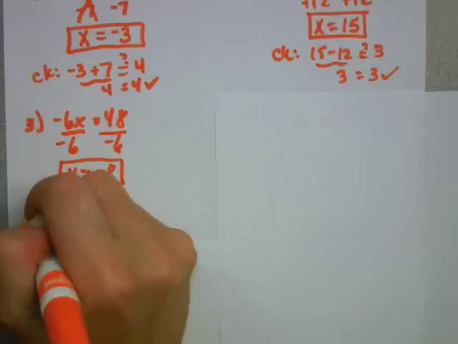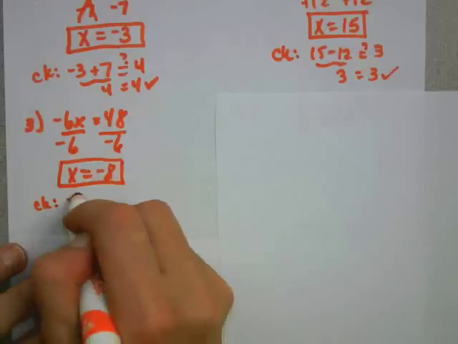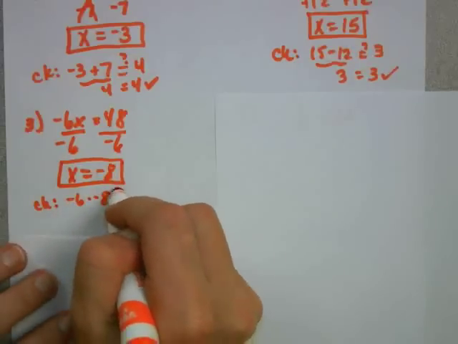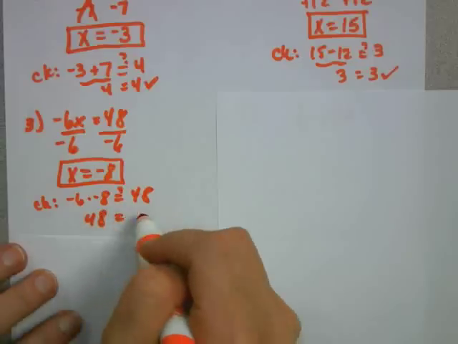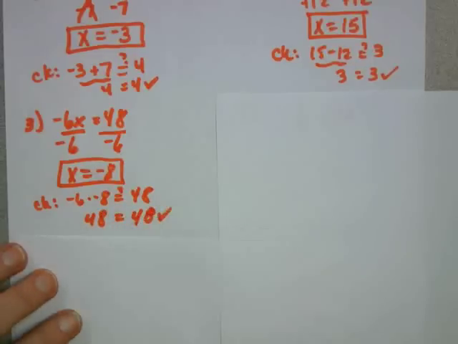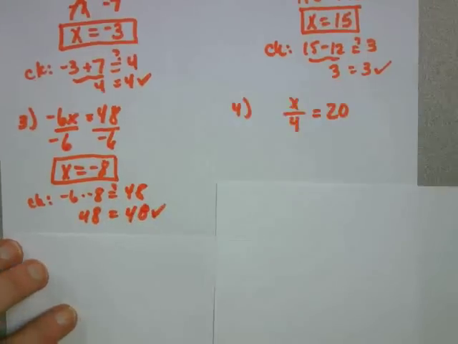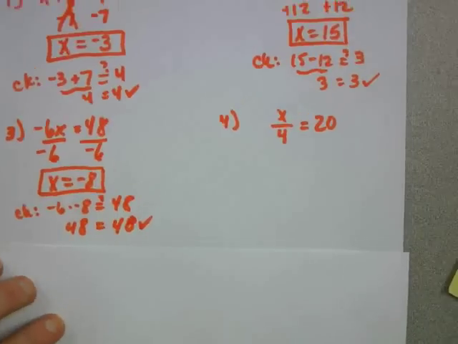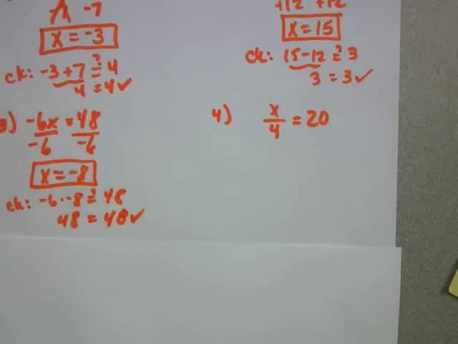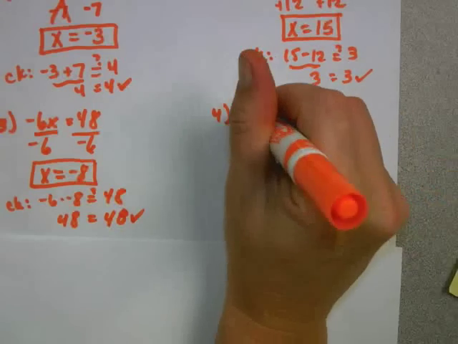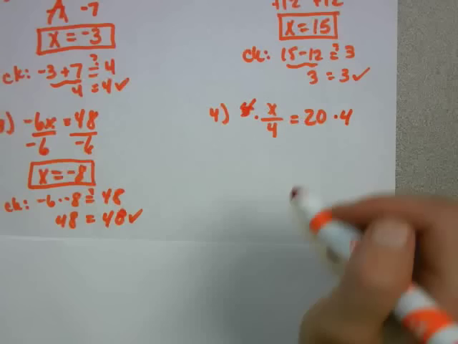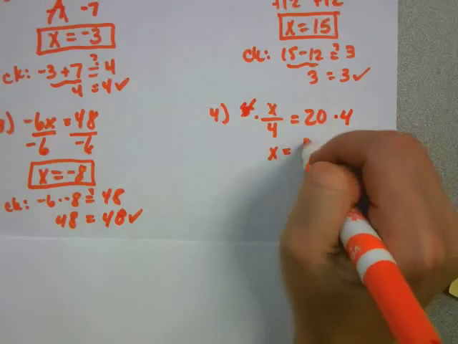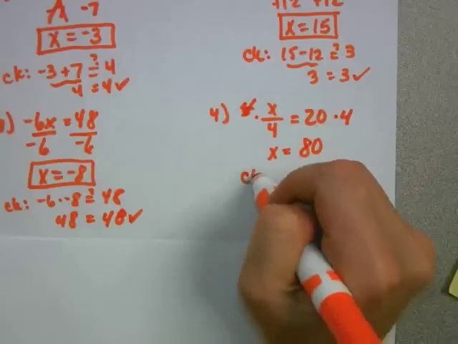And we stick it back in the original to check. So negative 6 times negative 8. Is that a positive 48? It sure is, because a negative times a negative is a positive. Okay. My last example of one steps over here, x divided by 4 equals 20. The opposite of division is multiplication. So we're going to multiply both sides by 4. So x equals 80. And we have our check.